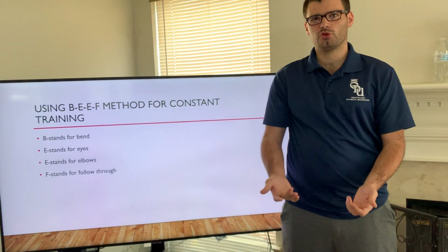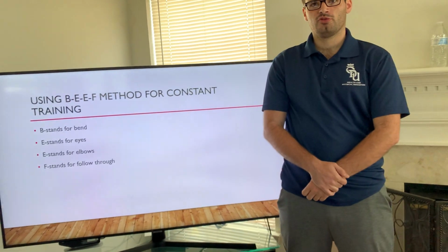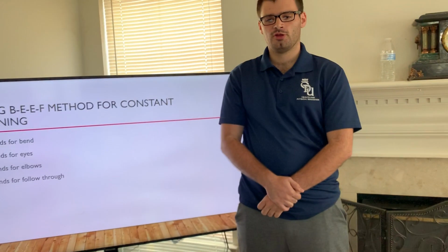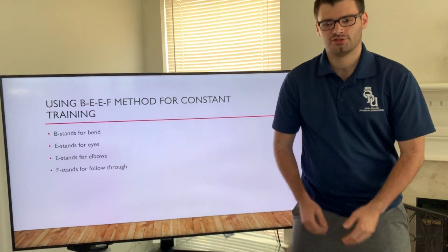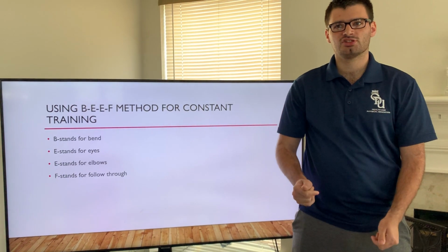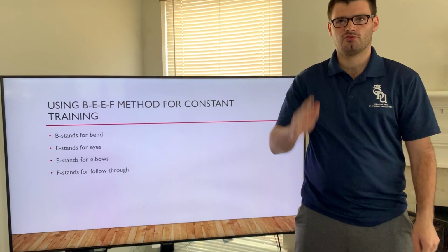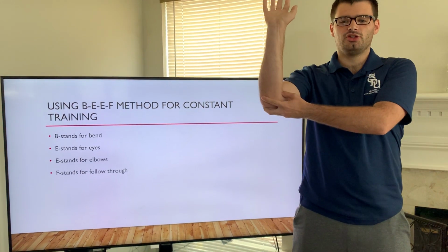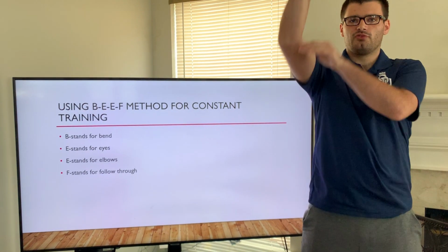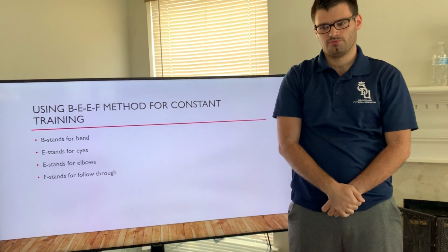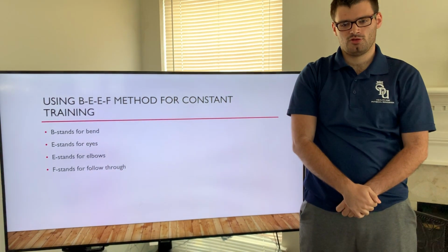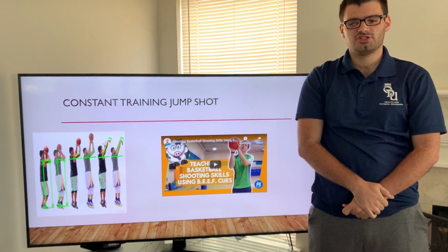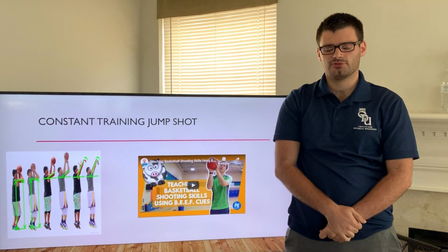So we'll use basketball as an example. The acronym BEEF is used especially for constant training. B means bend your knees. E means look at the basket with your eyes, focus on the basket. The other E means elbows at a 90-degree angle, and F stands for follow through. And for a constant training jump shot, like we just mentioned, here is a video that explains BEEF.